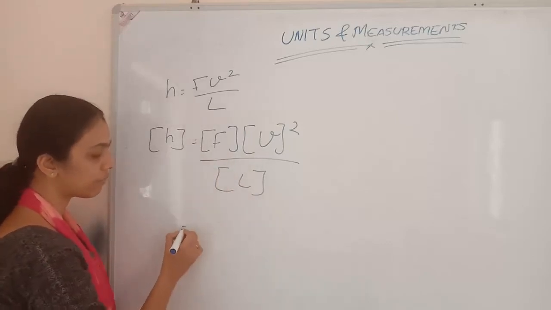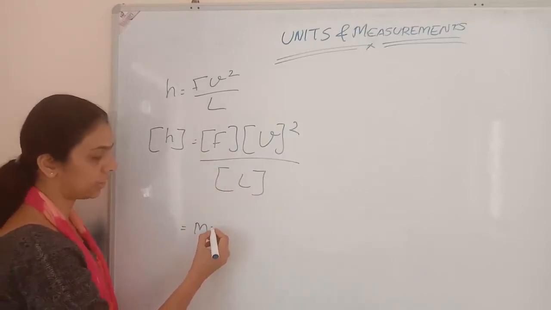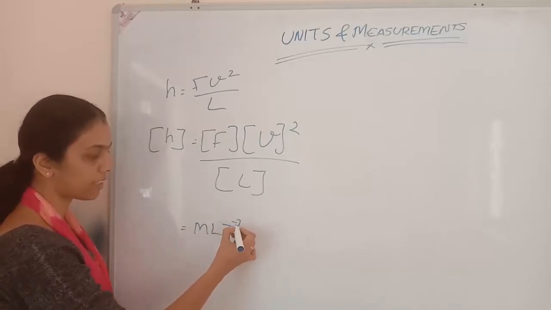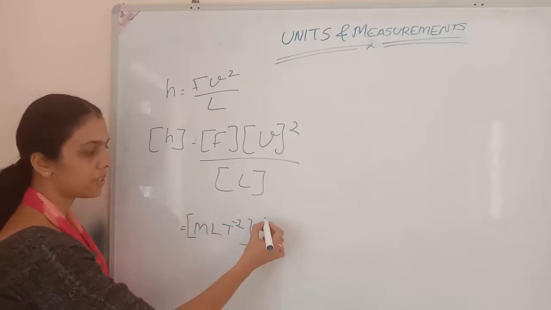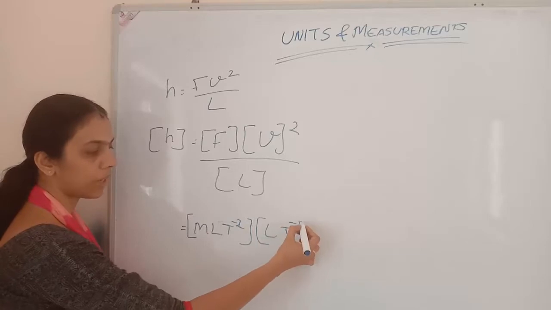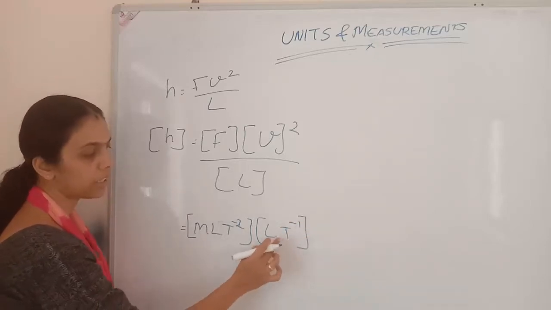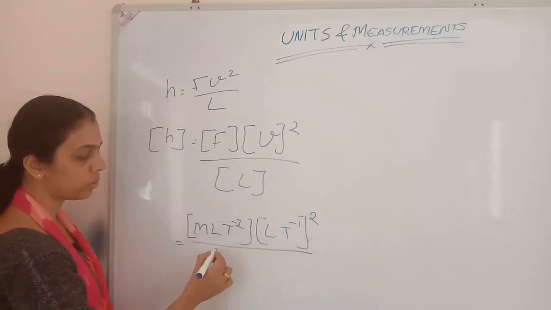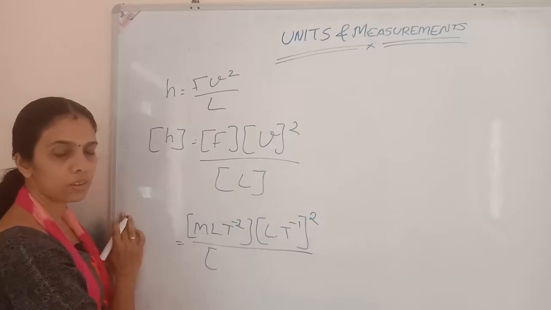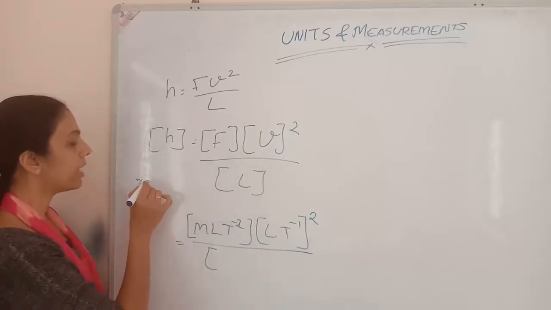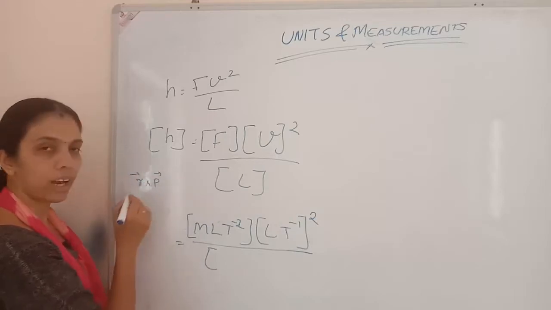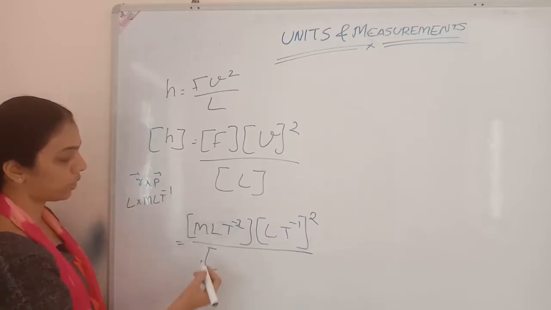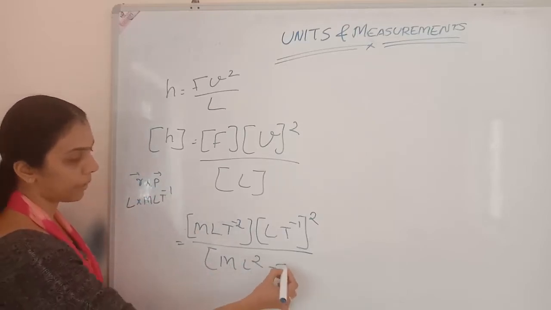So dimension of F is mass into acceleration. Acceleration is velocity divided by time. So force is MLT to the power minus 2. Velocity is displacement divided by time, so LT to the power minus 1, and then its whole square, divided by angular momentum. What is the expression for angular momentum? L is equal to R cross P. Okay, R is L, P is MV, that is MLT to the power minus 1. So angular momentum is ML square T to the power minus 1.